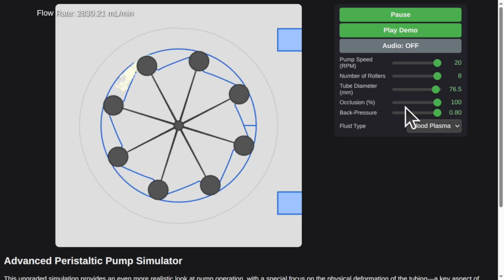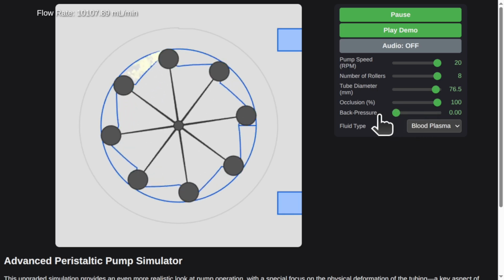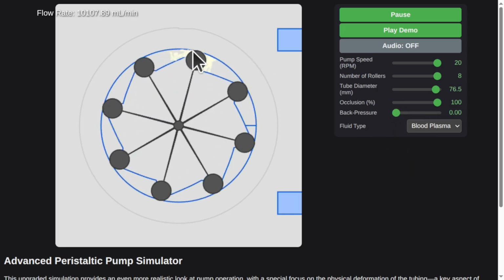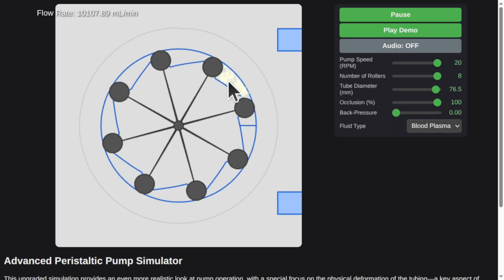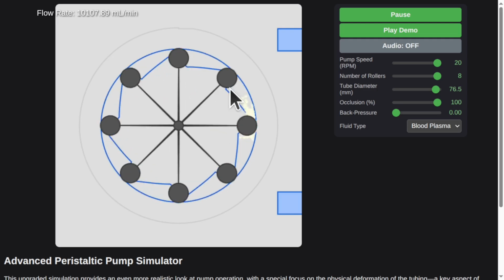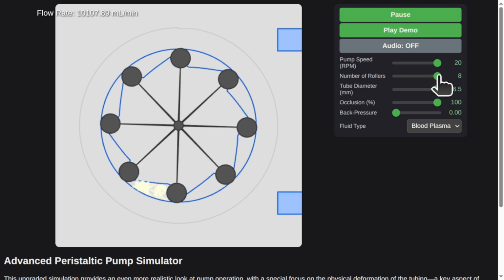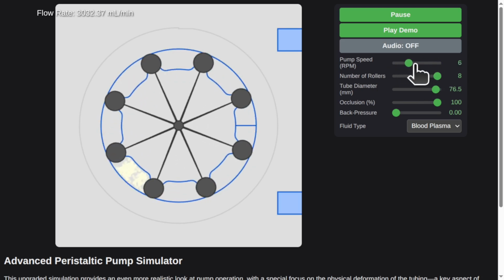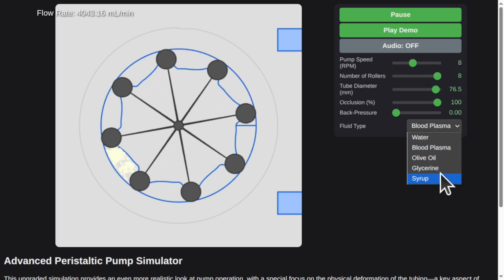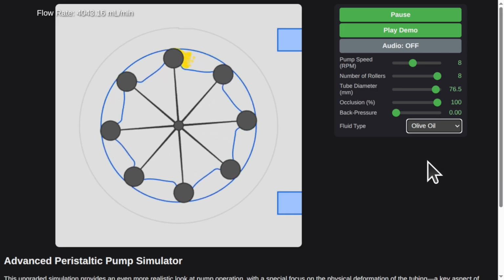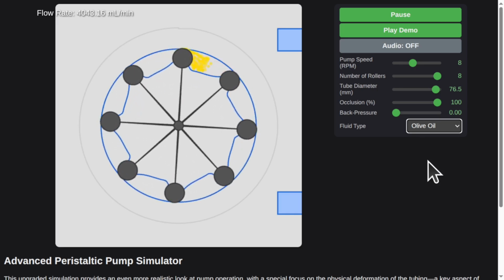So when I increase the back pressure, the liquid particles are clumping together. Can you explain that? Yes, when back pressure is set to 0.00, the light yellow fluid particles appear to be clumping or accumulating on the inside of the tube near the top as they move through the pump.